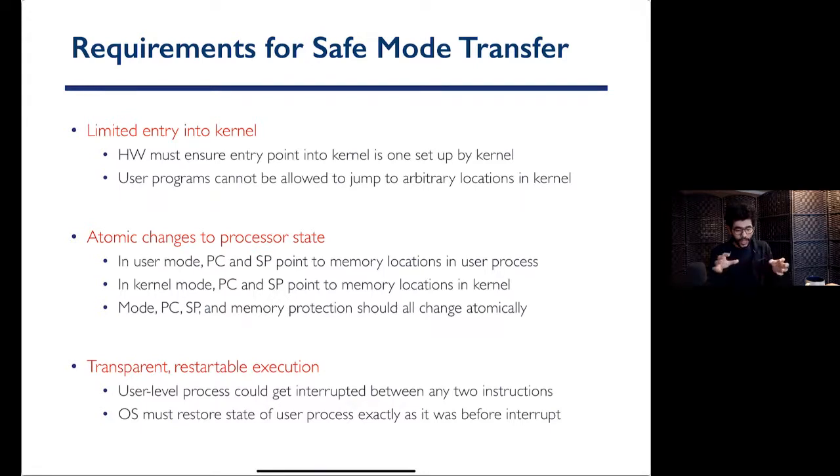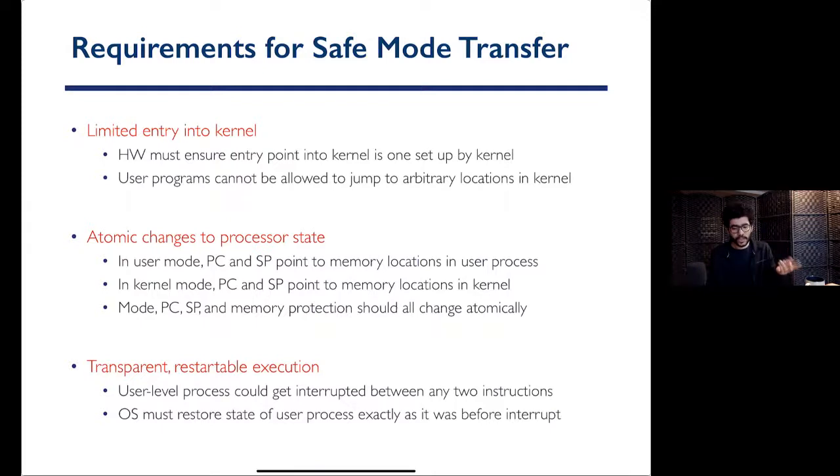Now, when we're transitioning between these two modes, we have to be super careful how we do this transitioning so that the purpose of having two modes is not jeopardized. So the first thing that we have to do, the first requirement, is that we need limited entry points to the kernel. So when we transition between these two modes, the hardware is going to go and run kernel code.